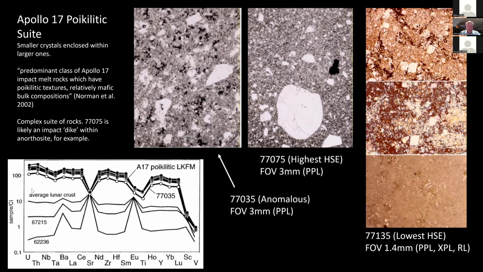And you can see that very clearly here. This is the average lunar crust on a sample versus CI chondrites, showing various elements. And you can see that these Apollo 17 poikilitic rocks are incompatible element rich relative to the lunar crust itself.